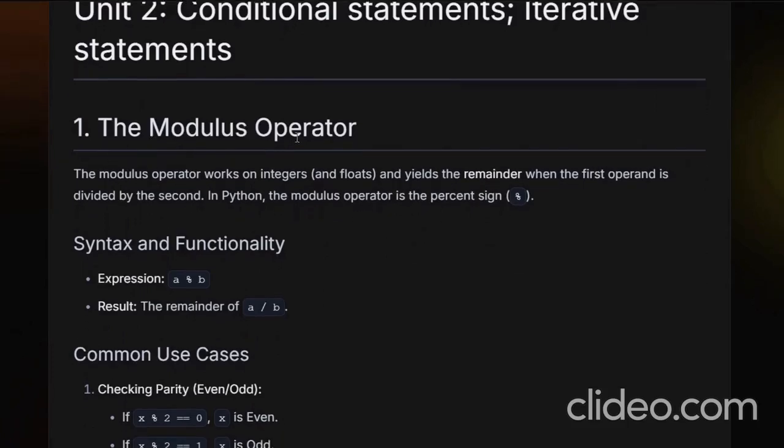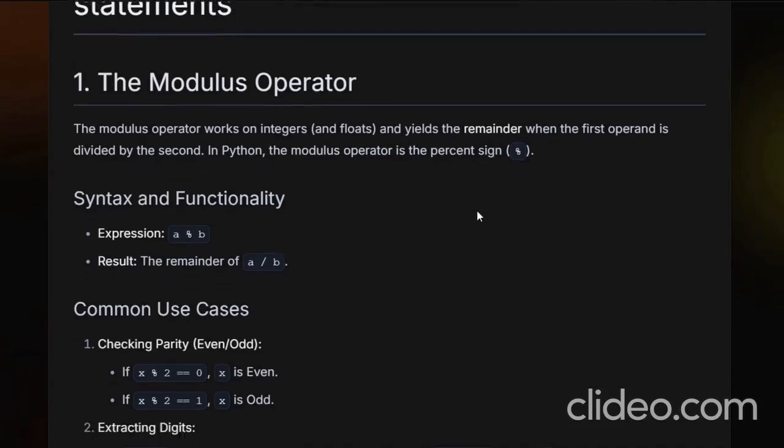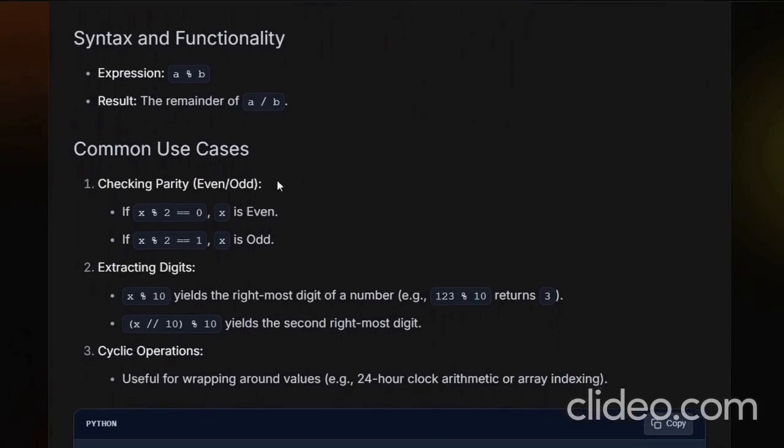The modulus operator works on integers and floats and yields the remainder when the first operand is divided by the second. In Python, the modulus operator is the percent sign. So syntax and functionality: the expression of the modulus operator is A % B, and the result of the modulus operator is always the remainder of A divided by B.